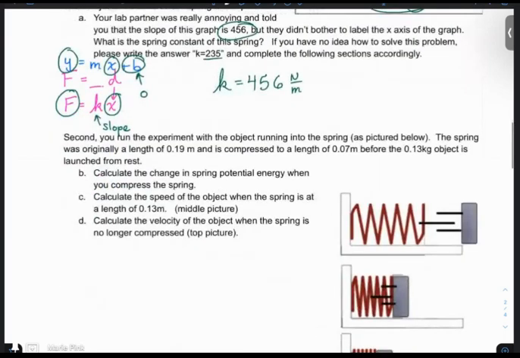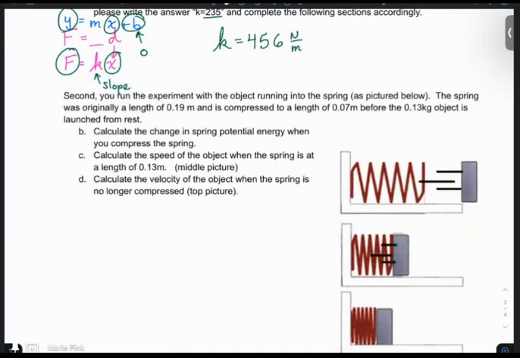All right, so second, you run the experiment with the object running into the spring as pictured below. The spring was originally a length of 0.19 meters and is compressed to a length of 0.07 meters before the 0.13 kilogram object is launched from rest. So you calculate the change in spring potential energy when you compress the spring. So if it was originally 0.19, so this is 0.19. And then when it's not moving, this distance here is 0.07.